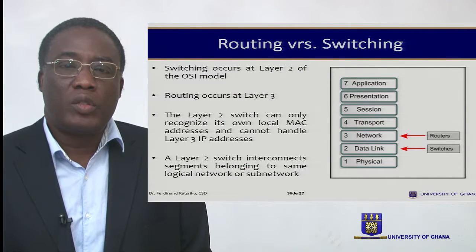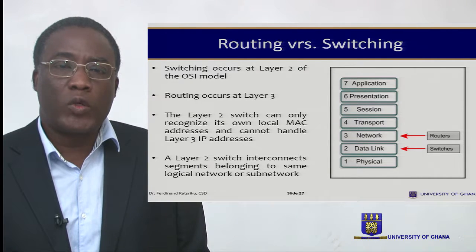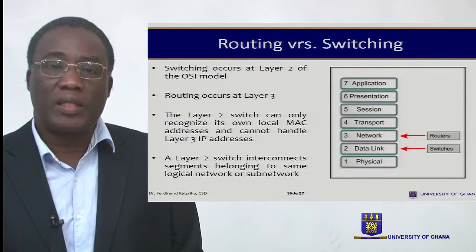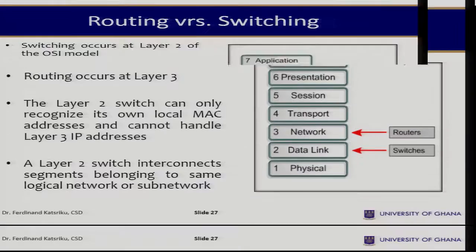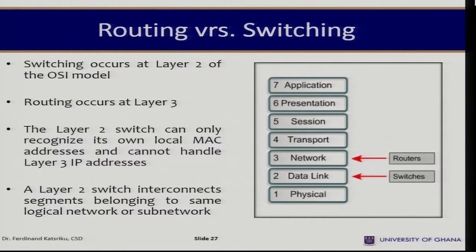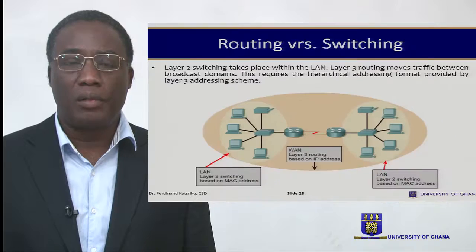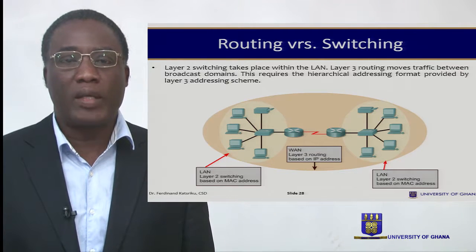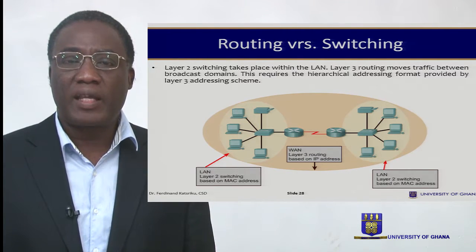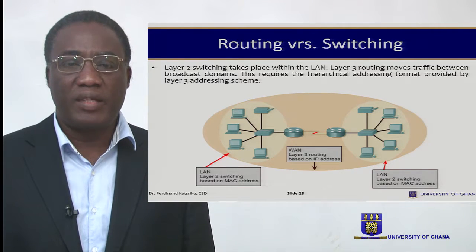Let's compare routing versus switching. Switching occurs at layer 2, routing at what? Layer 3. The layer 2 switch can only recognize its own local MAC addresses and cannot handle layer 3 IP addresses. Layer 2 switches interconnect segments that belong to the same logical network or subnet. Layer 2 switching takes place within the LAN, whilst layer 3 routing moves traffic between broadcast domains, which can be in different networks. This requires a hierarchical addressing format provided by the layer 3 addressing scheme.